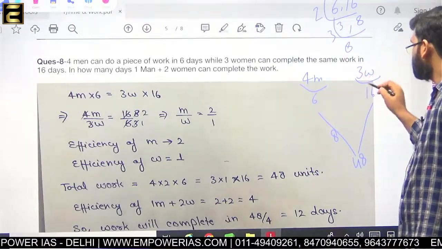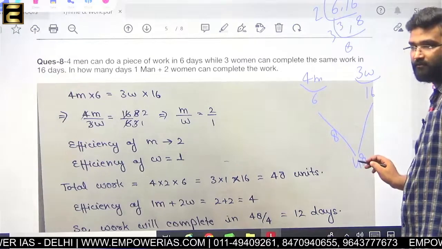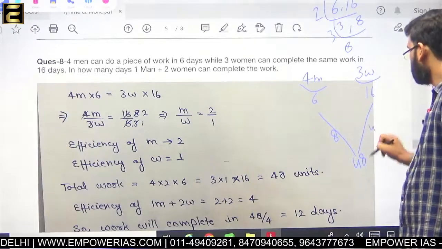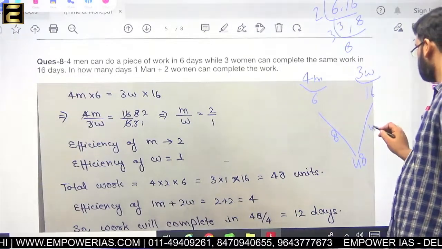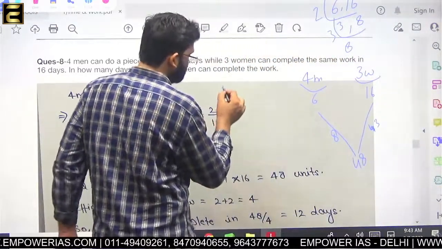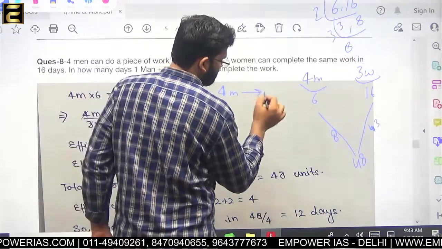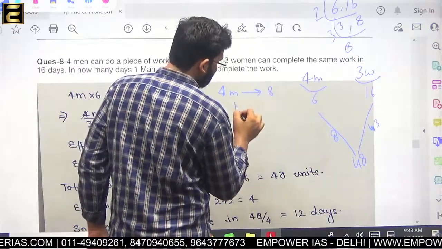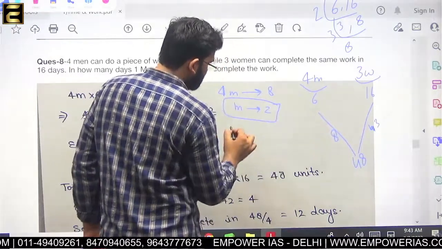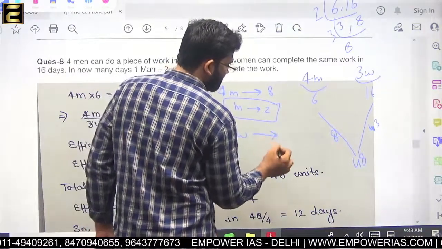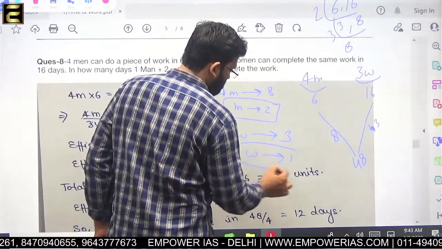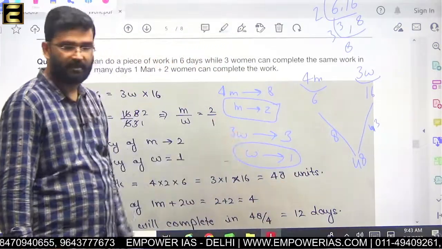This group is taking 16 days to complete the 48 units of work. It means that the efficiency of this group will be 3. So here the efficiency of 4 men is 8. It means that the efficiency of 1 man will be 2. So this is the 1. Here the efficiency of 3 women is equal to 3, so the efficiency of 1 woman is equal to 1. So see, here also we have calculated.